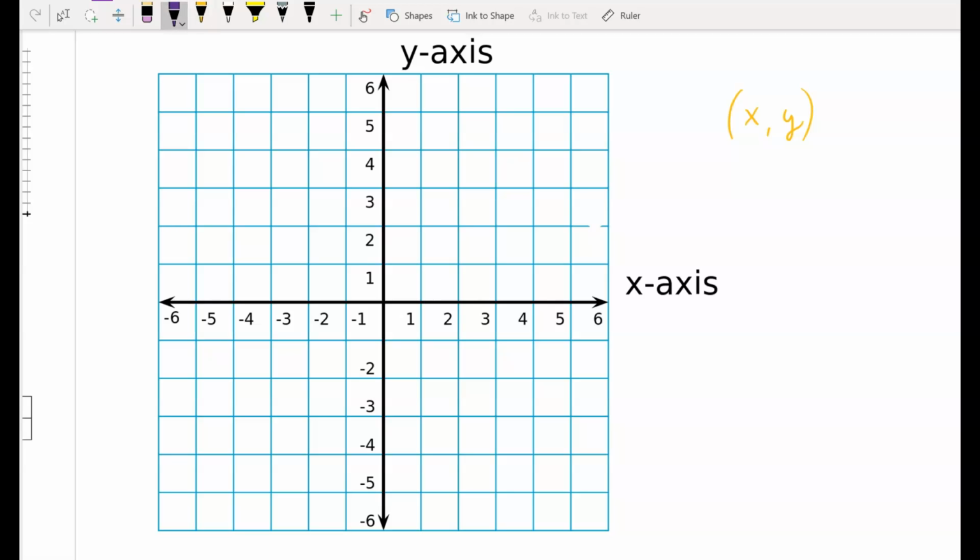Now if your x value is positive and your y value is positive, then you're going to plot your point in quadrant 1. If your x is negative and your y is positive, then you're plotting in quadrant 2. If both are negative, then you're in quadrant 3. And if x is positive but y is negative, then you're plotting in quadrant 4. You always start at the origin, which is where the x and y axes cross. That's where you start plotting so that you end up with a point in the right place.